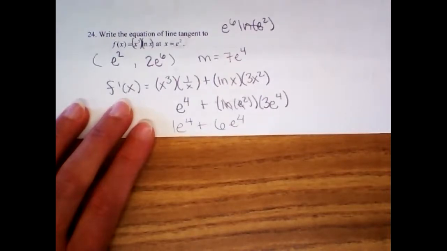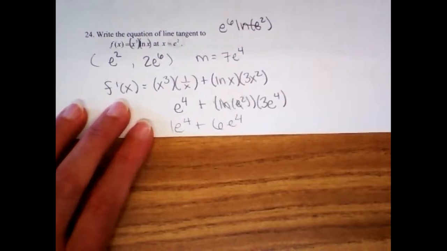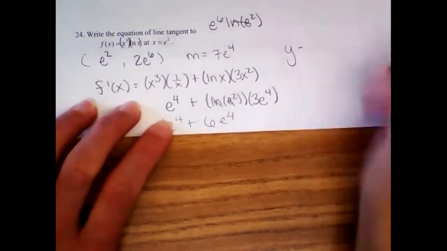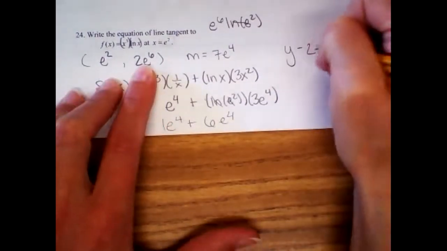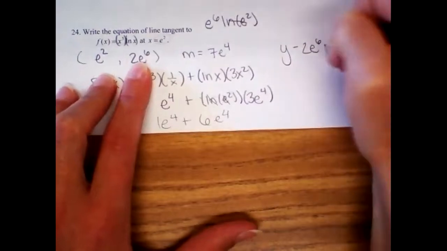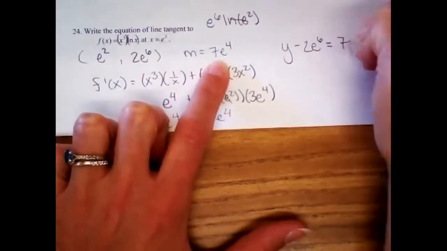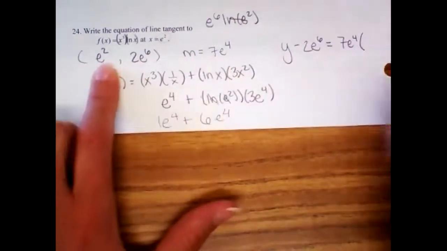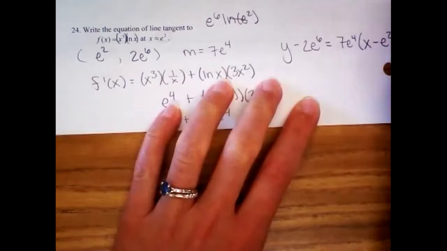Don't forget to actually answer the question, because this happens. People get all excited. They're like, oh my gosh, I did all that work. I'm finished. Make sure you actually write the equation. It'll be y minus 2e to the 6th equals your slope, and then parenthesis x minus e squared.